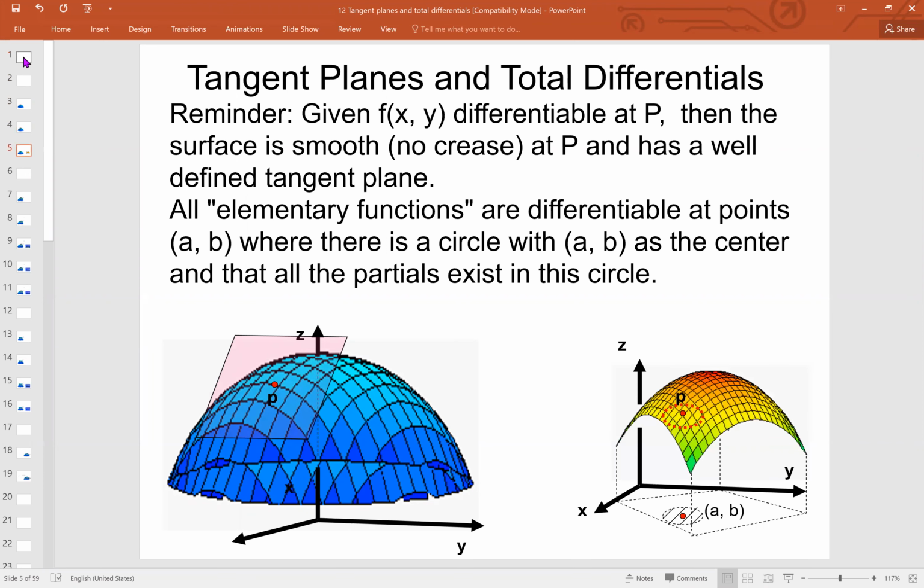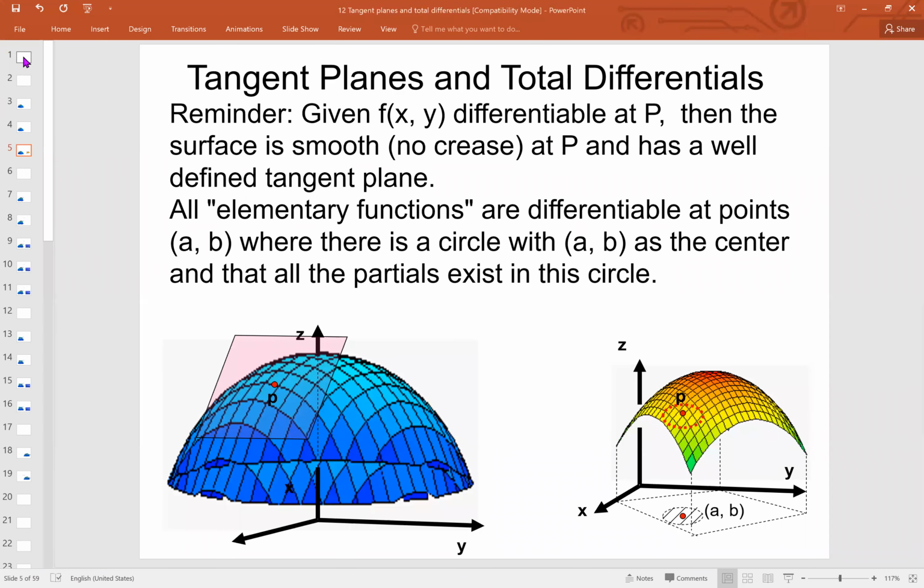We have a condition that a point is smooth on a surface if the partial derivatives are defined around a neighborhood of that point and are continuous. Basically all elementary functions satisfy these conditions. If you're at the point P, and the elementary function is defined around a small neighborhood of that point, then this condition fits. So we restrict ourselves to this type of function.